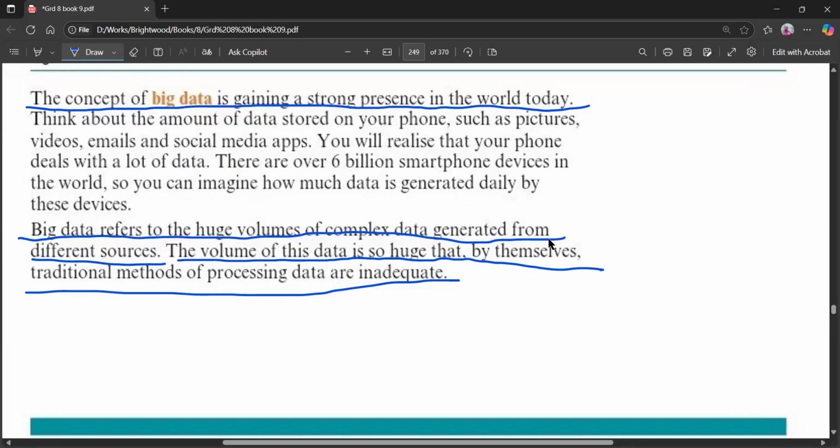Okay, can you write down this underlined part, please? Write it down. Firstly, write this one.